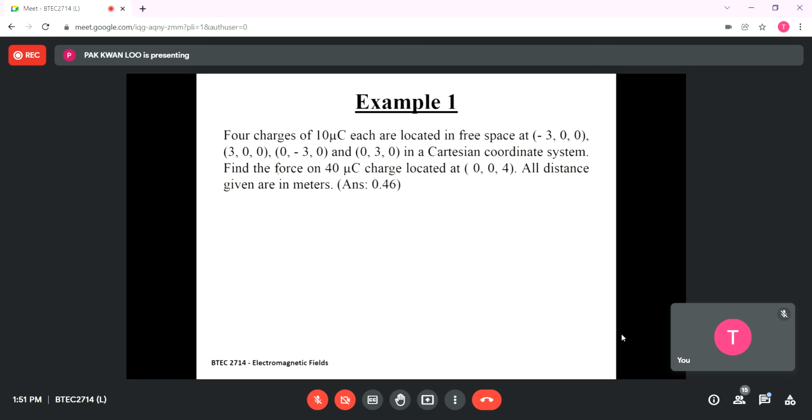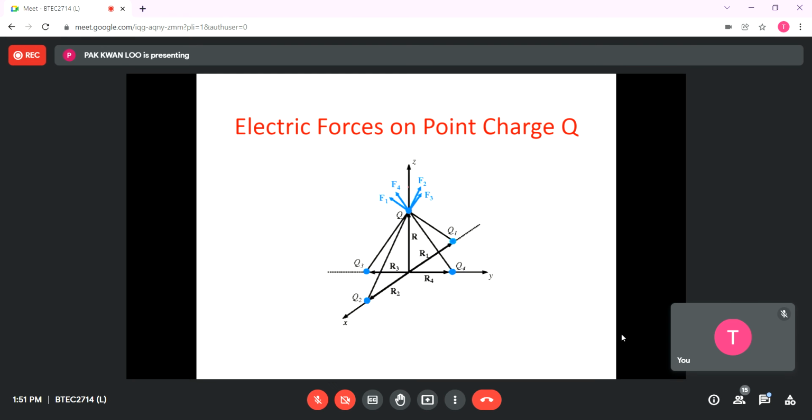So find the force exerted by these four point charges on a 40 microcoulomb charge located at (0, 0, 4), at a distance of 4 units above the XY plane. So if you want to view this, this is the 3-dimensional view.